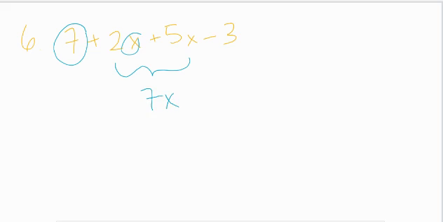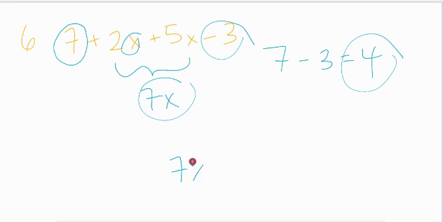Now we can tackle the 7 minus 3 portion of this problem. We know that 7 minus 3 equals 4. So now we just have to combine both pieces of this problem. We know that we have 7x here and 4 here. So we have 7x plus 4.